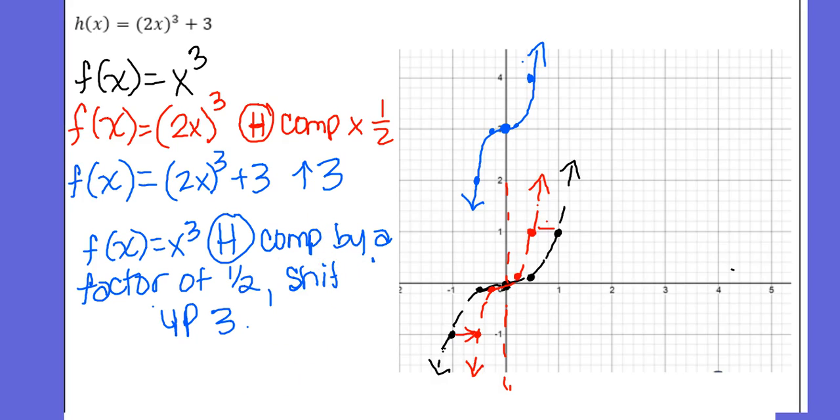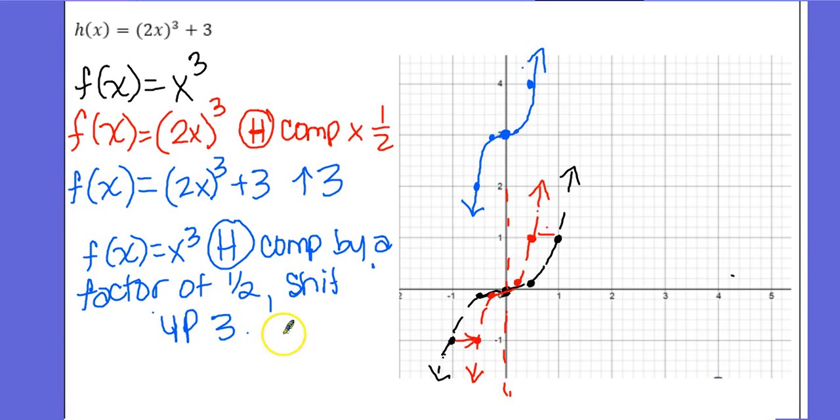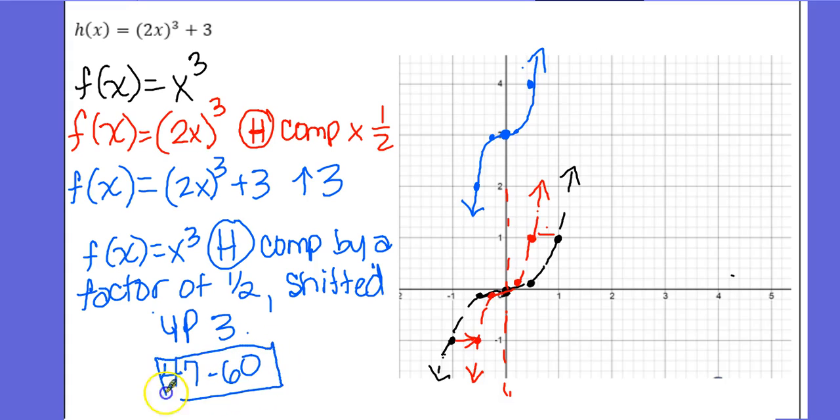Okay. So, let's see. Homework tonight will be on Canvas, and it's problems number 47 through 60. Now, I know you have the assignment, but I want you to look at it on Canvas because the assignment has typos.